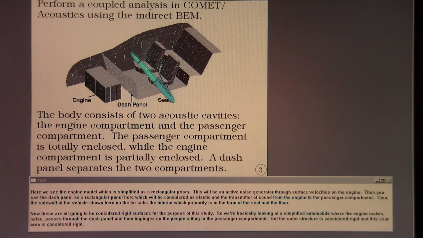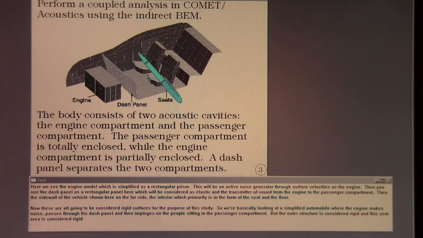Then the sidewall of the vehicle, shown here on the far side, the interior, which primarily is in the form of these seats, and the floor. Now, these are all going to be considered rigid surfaces for the purpose of this study. So we're basically looking at a simplified automobile where the engine makes noise, passes through the dash panel, and then impinges on the people sitting in the passenger compartment. But the outer structure is considered rigid, and this seat area is considered rigid.